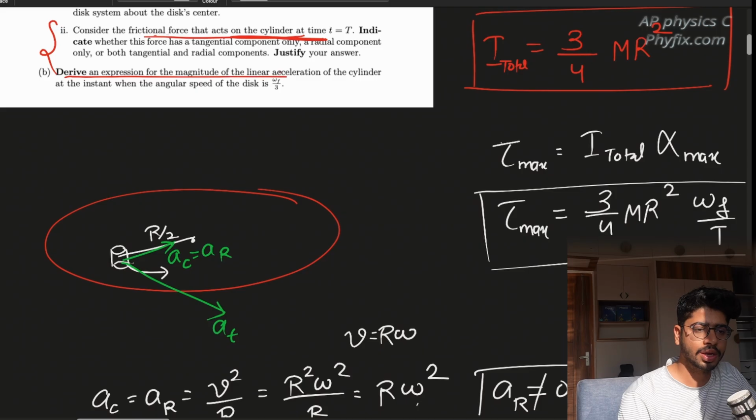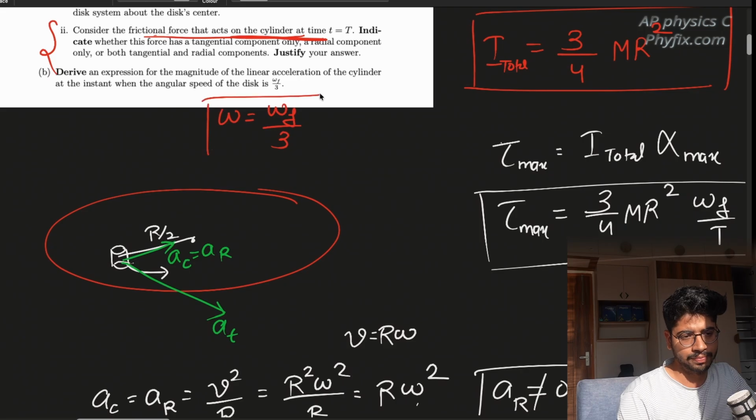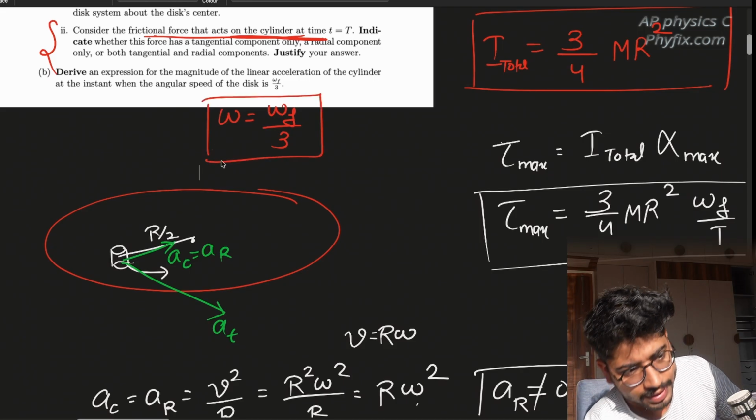derive the expression of the linear acceleration of the cylinder at an instant when the angular speed of the disk is defined. So angular speed omega is given at an instant. We do not know at what time it will be. I have to figure out that one. So this is omega, they have given that one. And now we have to find the linear acceleration.